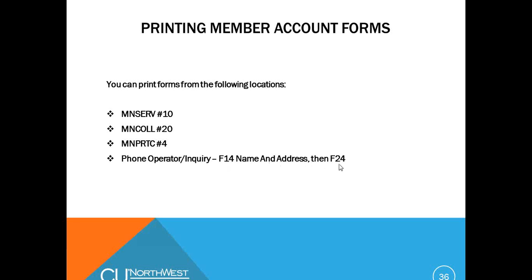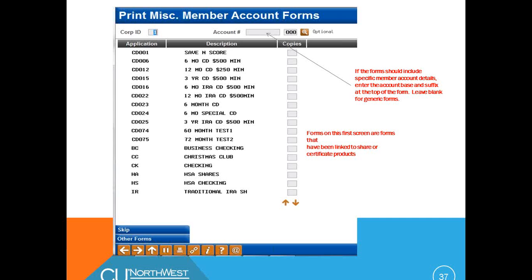The first screen that appears lets you print forms, so after you go to any of those options, the first screen that appears lets you print forms that have been linked to share or certificate products. You can enter a member number and suffix if the form should include specific member account details, or just leave those fields blank if you want to print a generic form using only information from the product configuration and not from the member's account.